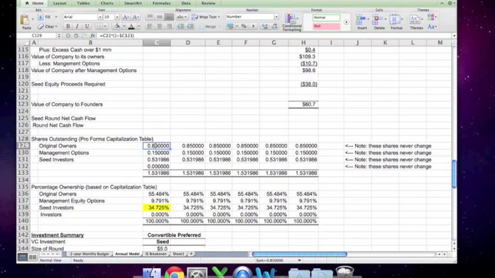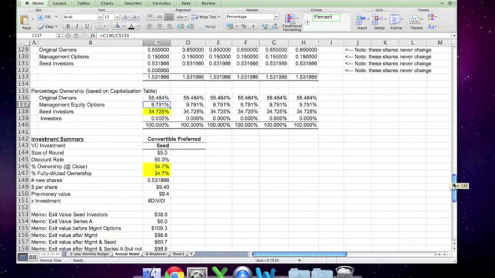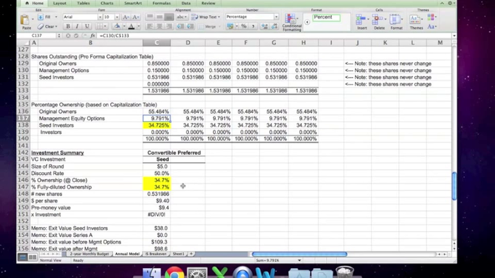But this cap table tracks who has how many shares, and this is actually in terms of the number of shares outstanding. There is a calculation here, which we'll go through in a minute, of what the seed investors get in terms of shares in return for their $5 million. And as you can see here, that is 34.7% of the business. And that 34.7% of the business dilutes Fred's original 85% down to 55% and dilutes management's equity options down to 9.7%. Let's go through the calculation of those numbers, because that is really the last element here to understand how this fundamental venture capital valuation model works.